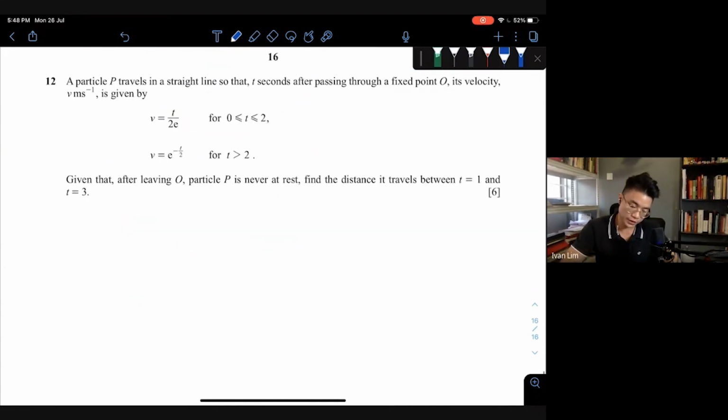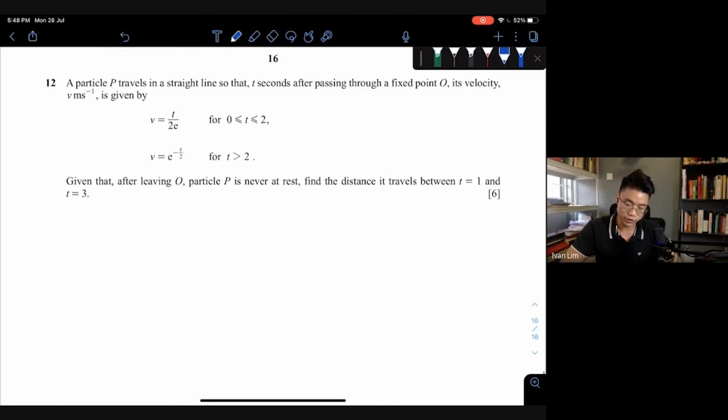A particle P travels in a straight line so that t seconds after passing through a fixed point O, its velocity v is given by v equals t over 2e for 0 to 2, and v equals e to the power of negative t over 2 for t more than 2. Do you understand this question? That means from 0 to 2 seconds, it goes in the first motion. Then for more than 2 seconds, it goes in the second motion.